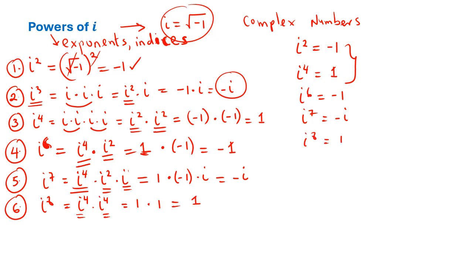So i to the 8th power is 1. From this pattern, you can see what is happening. When we have exponents that are multiples of 4, it always gives 1, right? And if we have exponents that are only multiples of 2 and not multiples of 4, we'll get -1. You see? That's what I'm noticing. If they're just multiples of 2 and not multiples of 4, it will be -1.